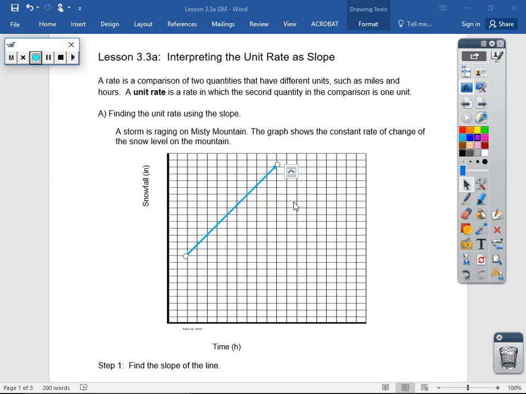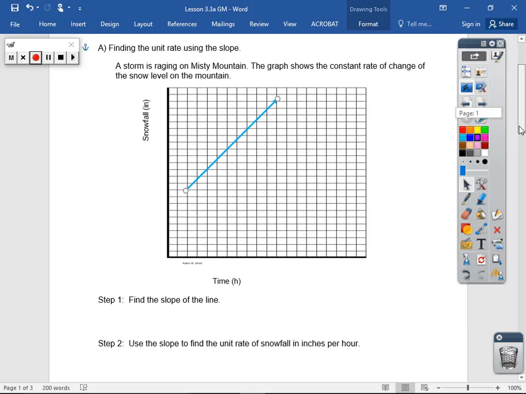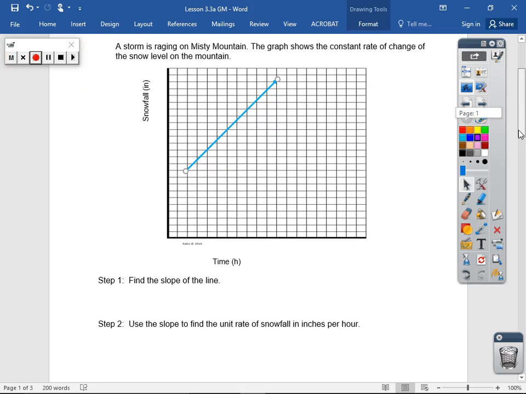3.3a, interpreting the unit rate as slope. A rate is a comparison of two quantities that have different units, such as miles and hours. A unit rate is a rate in which the second quantity in the comparison is 1 unit. So we are going to be finding the unit rate using the slope.